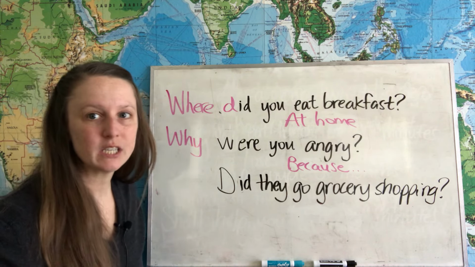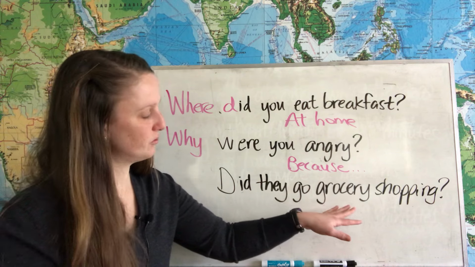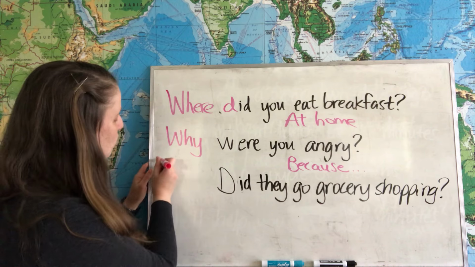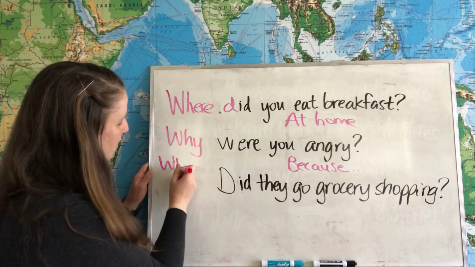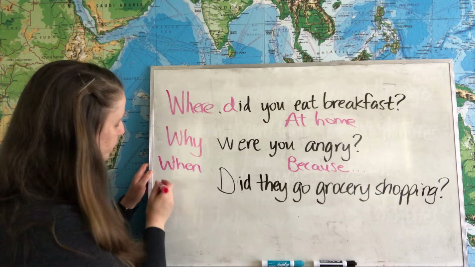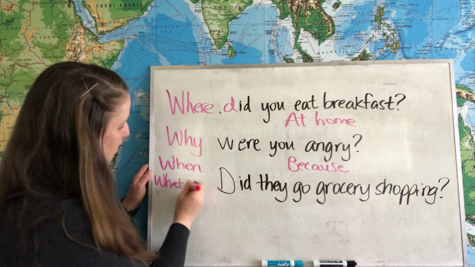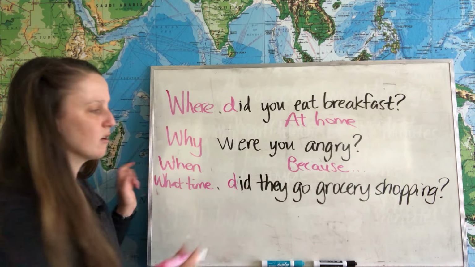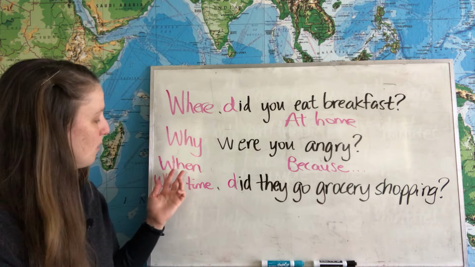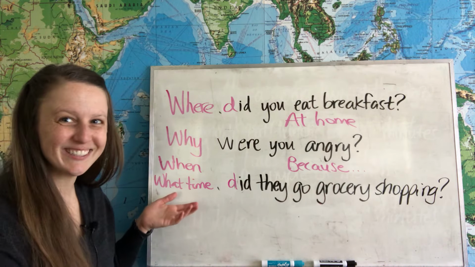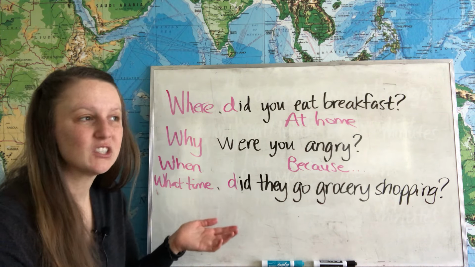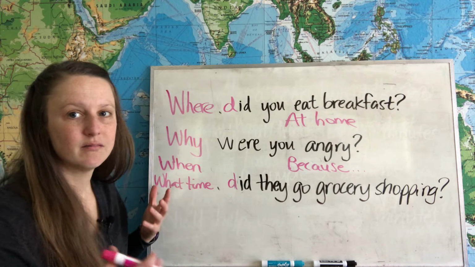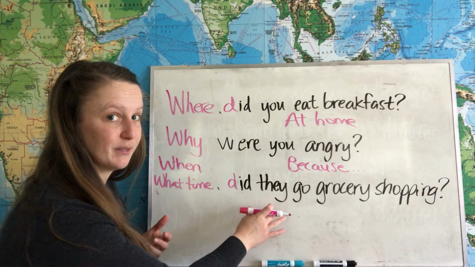All right, our last one, we're going to talk about time. Did they go grocery shopping? We're going to use either when or what time. We can say, when did they go grocery shopping? Or what time did they go grocery shopping? We can use both of these, this is a time word and a time phrase. We can use them for these information questions, and they have almost the same meaning. They're asking about the time of this past action.